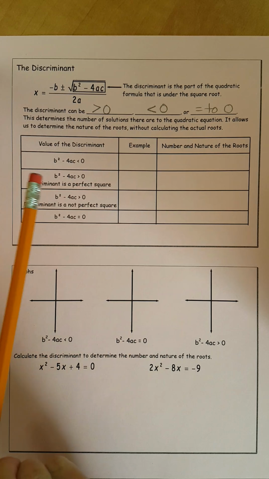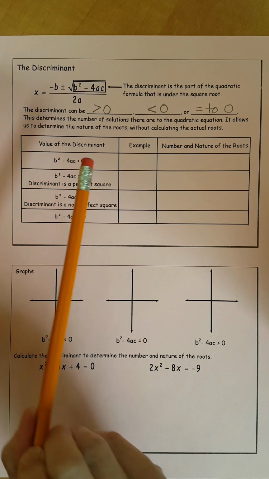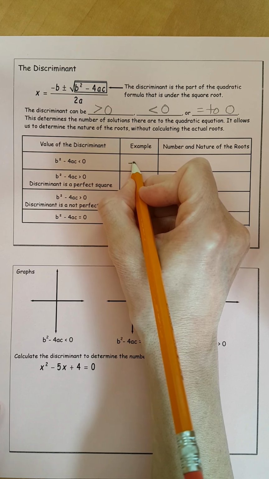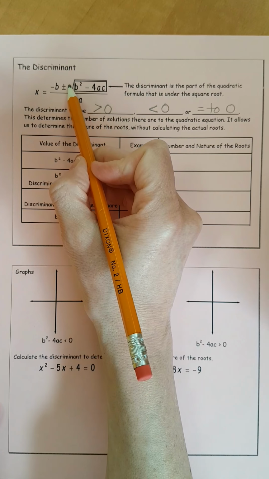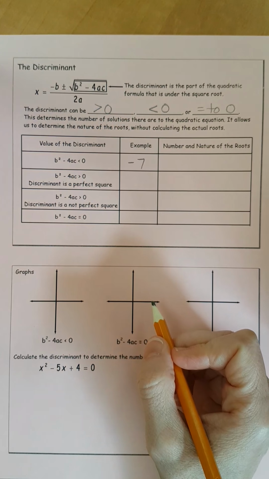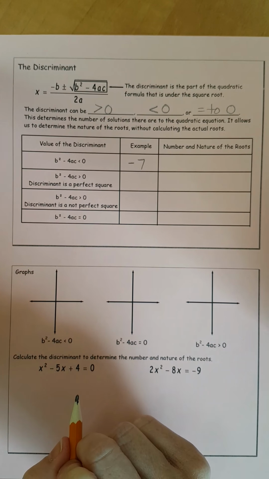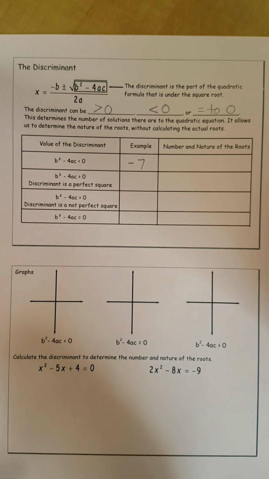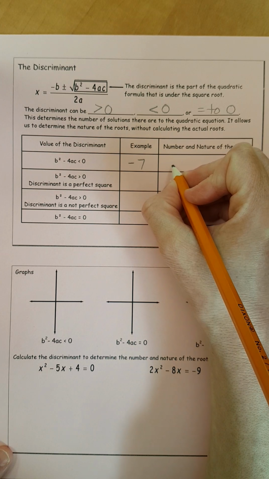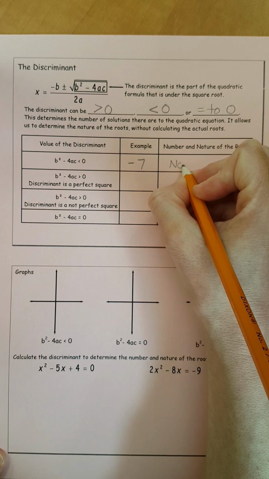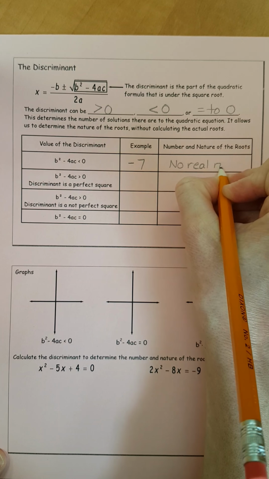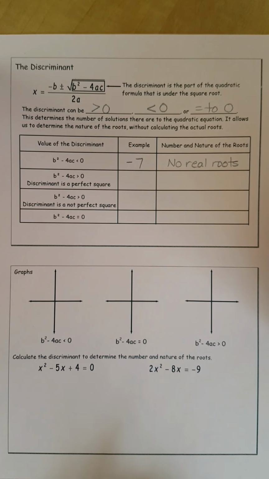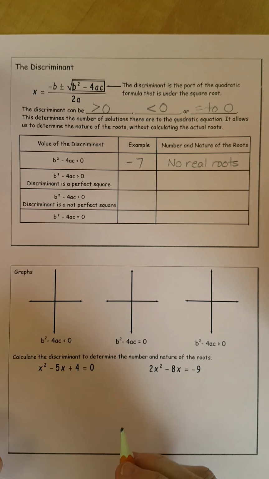So this is the discriminant, and I need a number that's less than 0. So any negative number, let's go with -7. If we end up with a -7 under the square root symbol, what does that mean when it comes to taking the square root of a negative number? Well, we know that's not a possibility, right? So there are clearly no solutions to that. So we say no real roots. If you end up calculating the discriminant and end up with a negative number, you would say no real roots.